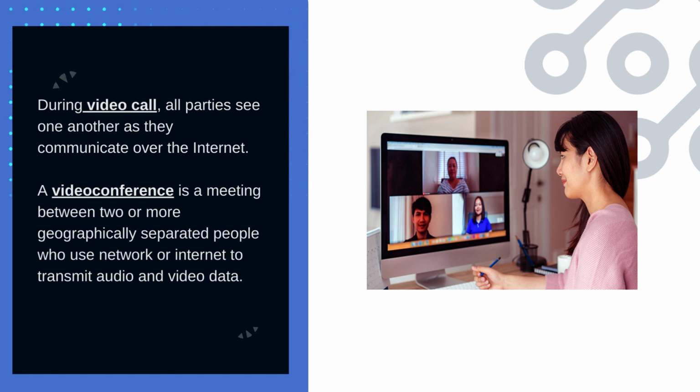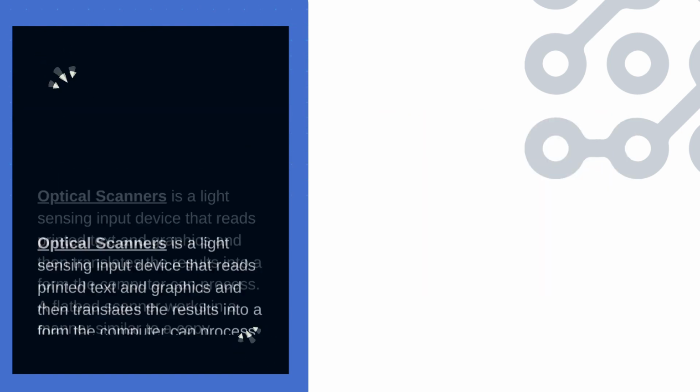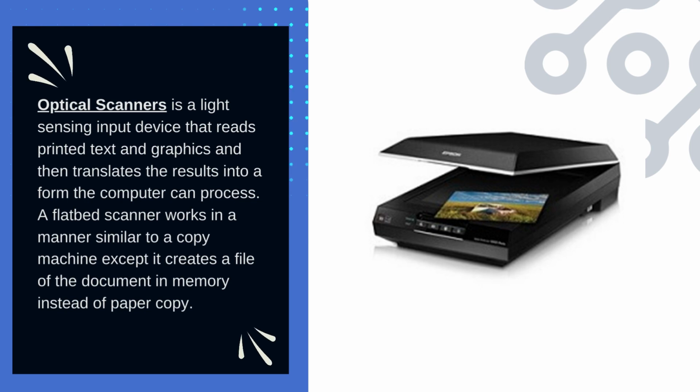A video conference is a meeting between two or more geographically separated people who use a network or the internet to transmit audio and video data. Next we have optical scanners. It is a light-sensing input device that reads printed text and graphics and then translates the results into a form the computer can process. A flatbed scanner works in a manner similar to a copy machine, except it creates a file of the document in memory instead of a paper copy.